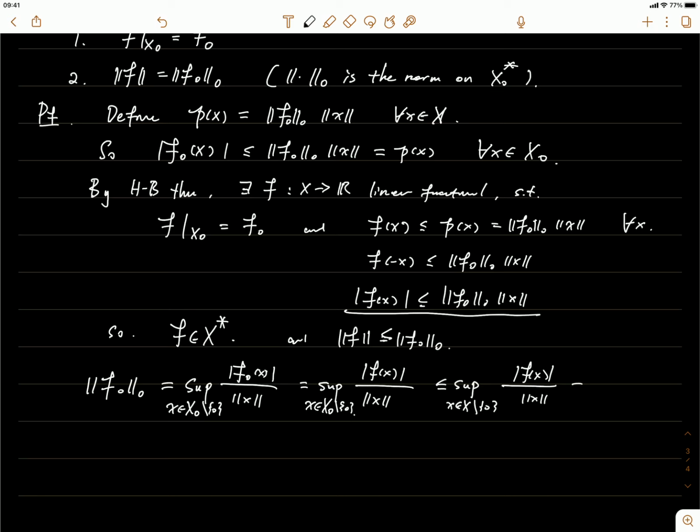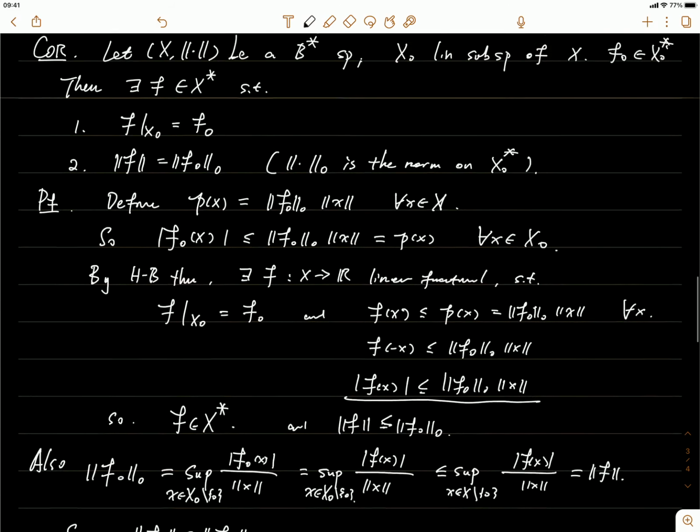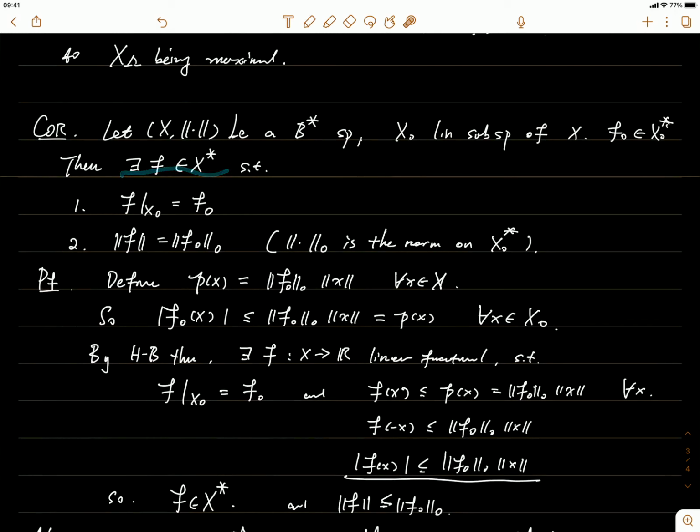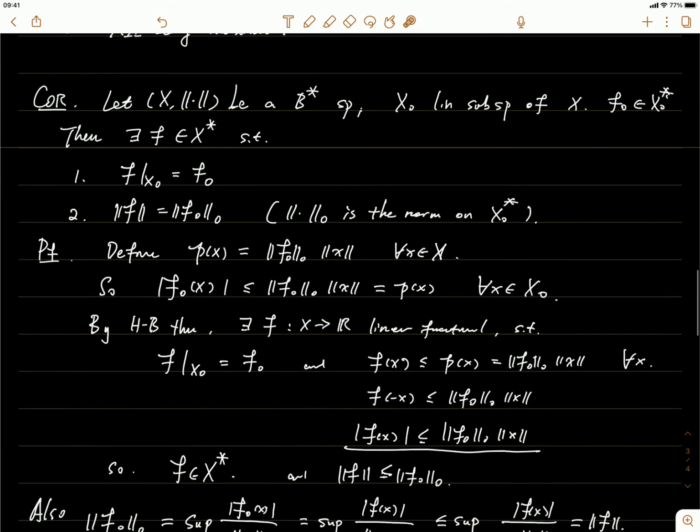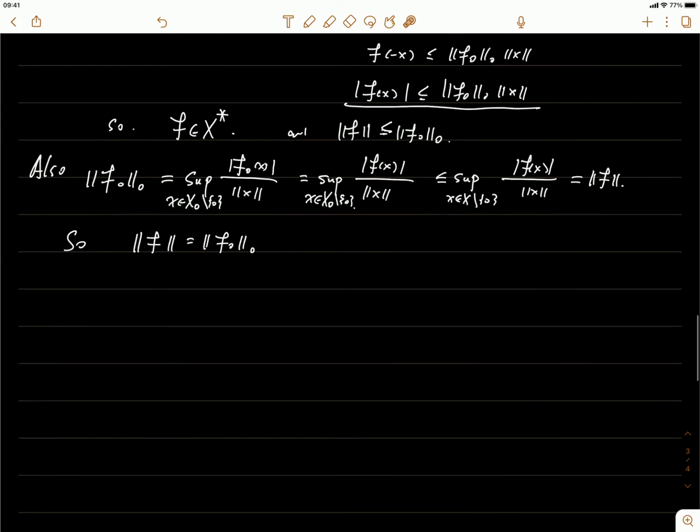The right hand side here is the definition of the norm of f. So we showed the other direction, that this is less than or equal to this. Therefore, the norm of f should be equal to the norm of f naught in this x naught star space. Okay, and that completes the proof. We showed that this f is a linear function over the whole space, such that when we restrict it to x naught, it's the same as f naught, and the norm of f is kept the same as the norm of f naught in the smaller space. That's the corollary, so that finished the proof.